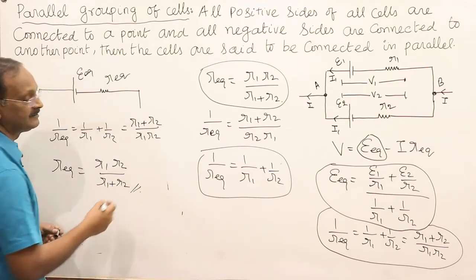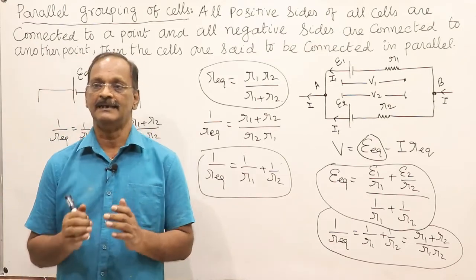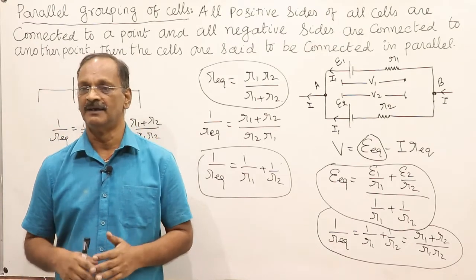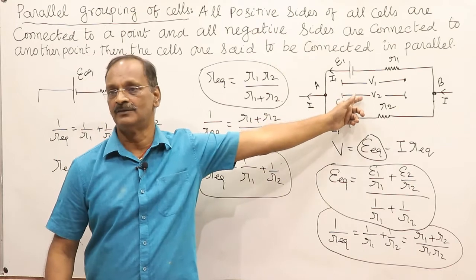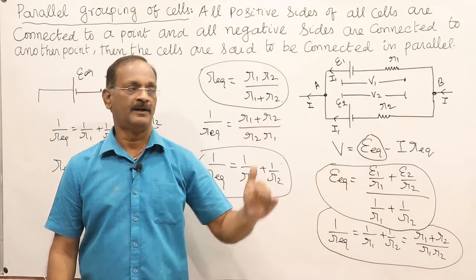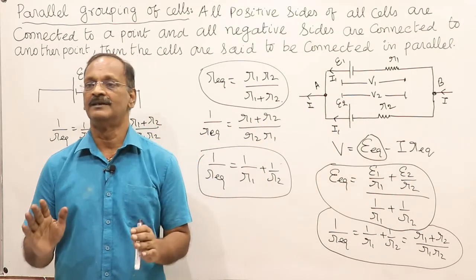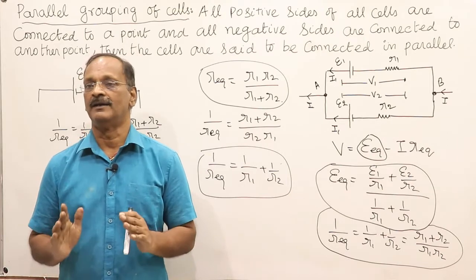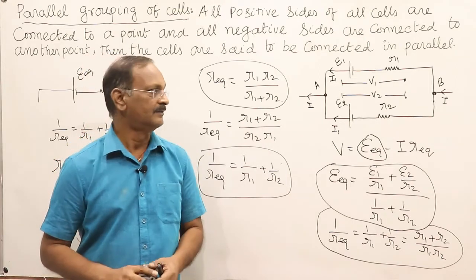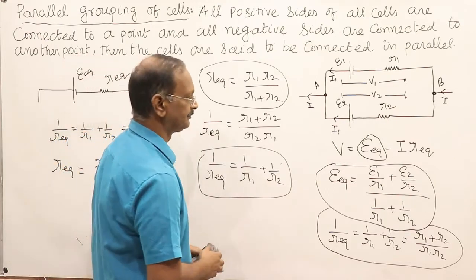Similarly, this can be extended to any number of cells connected in parallel. For simplicity, I have taken two cells connected in parallel. Now we are going to see, if n cells are connected in parallel, how the result will be modified.